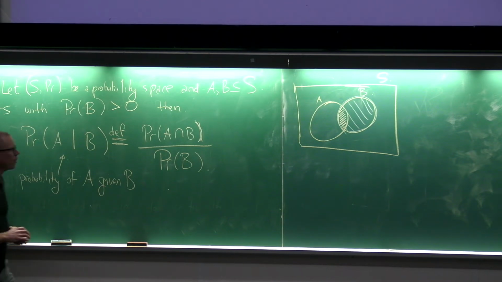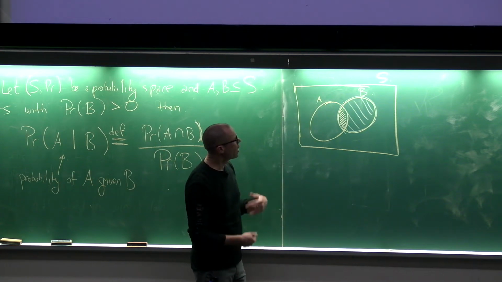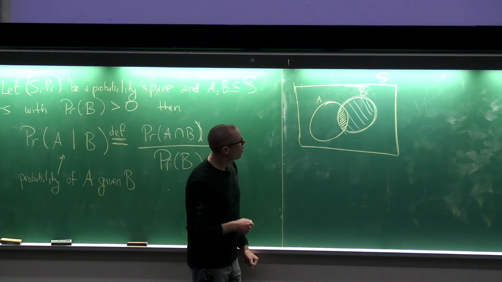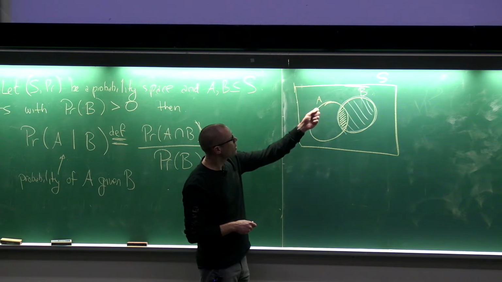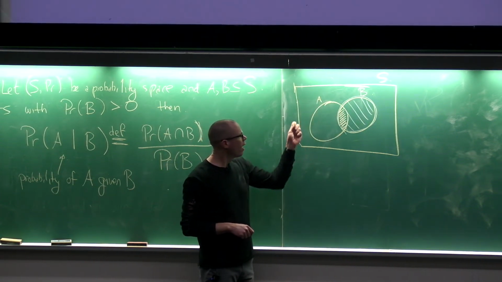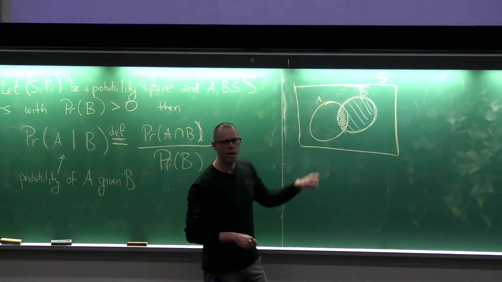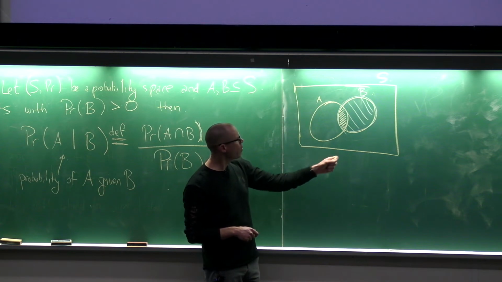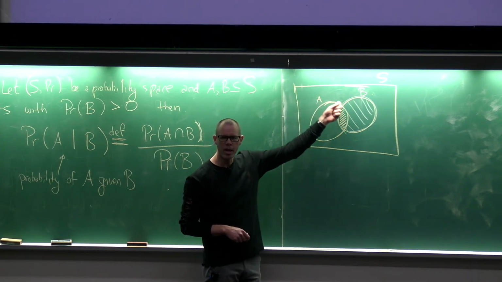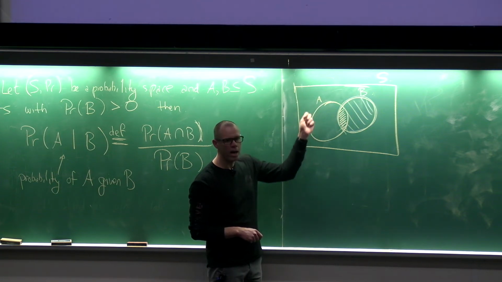Well, forgetting about B for a second, what is the probability of A? Well, very roughly speaking, the probability of A is just how much of S A occupies. Like how much of S does A take up? So that if I pick something at random from S, then the probability that that thing that I picked from S lands in A is basically the fraction of S that A takes up.